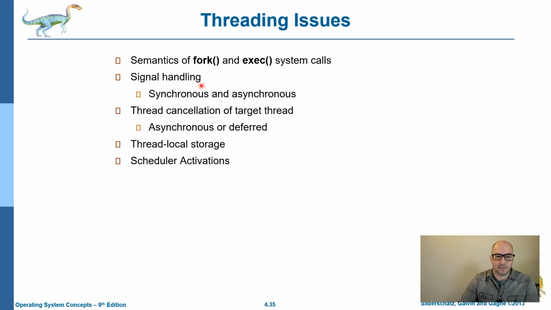Signal handling is an area we may not have touched on in too great a detail to fully understand the concerns, but one of the ones that we would want to worry about is the idea of signal delivery. There are two types of signals that we'll refer to here. One is synchronous, one is asynchronous.